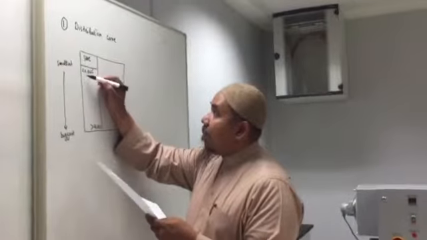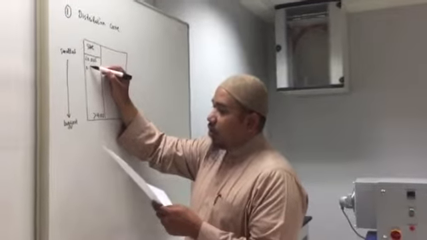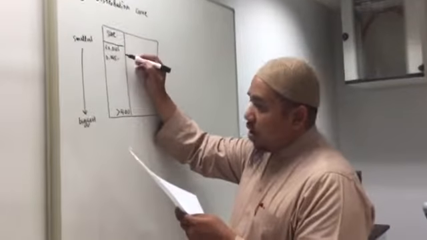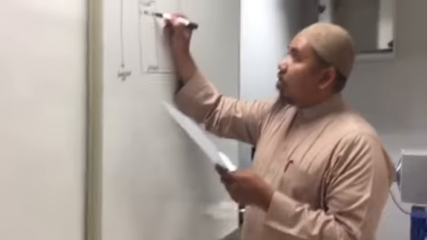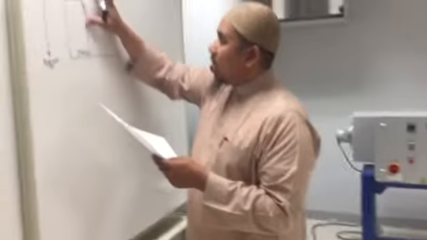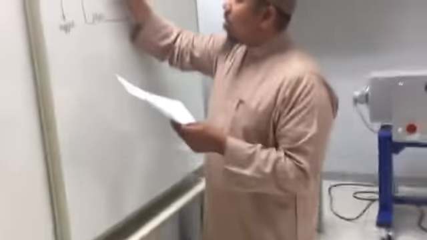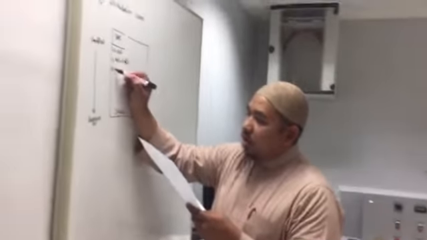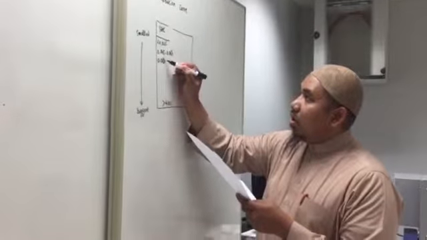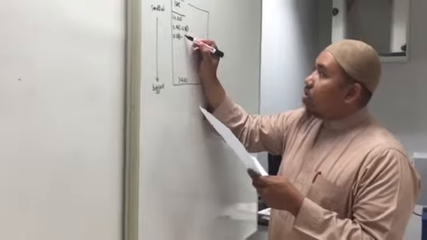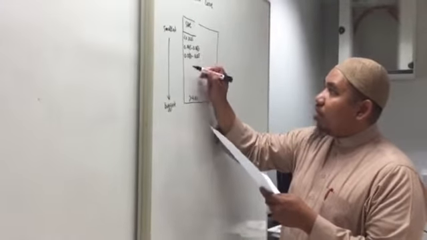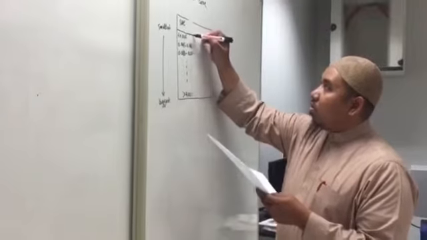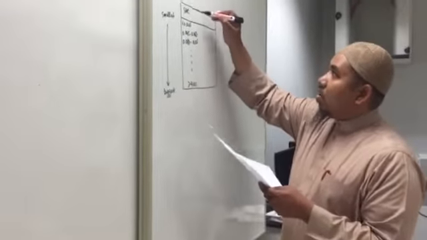Here, for example, you have 0.045 to 0.063. And then you have 0.063 up to 0.125 and so forth and so on. Okay?